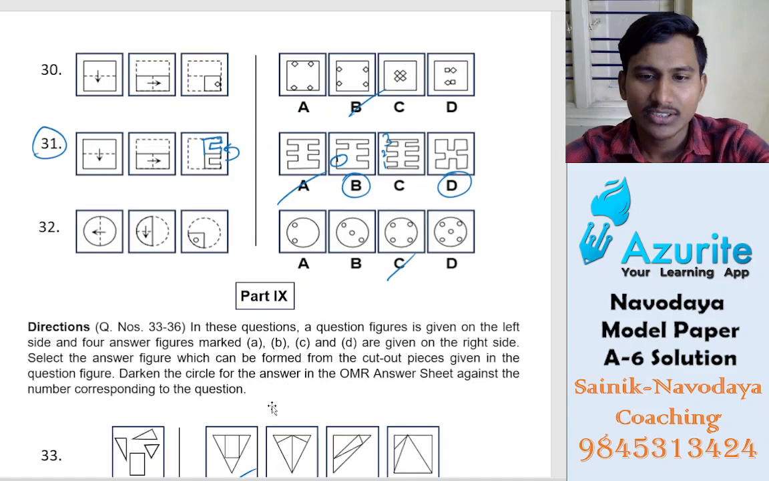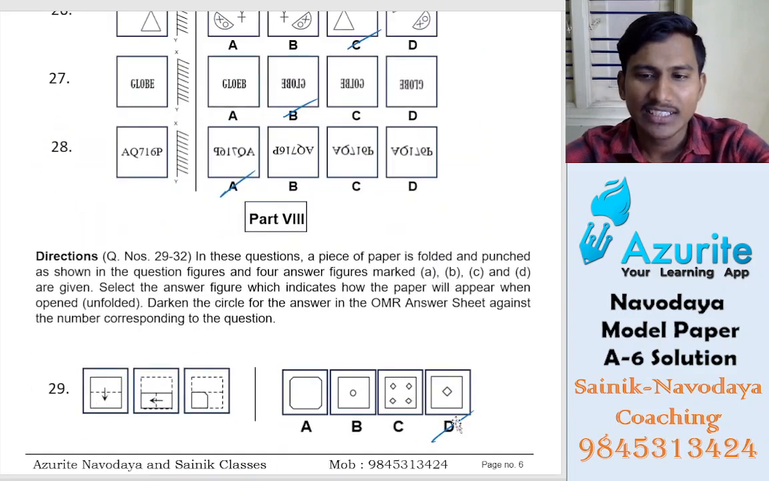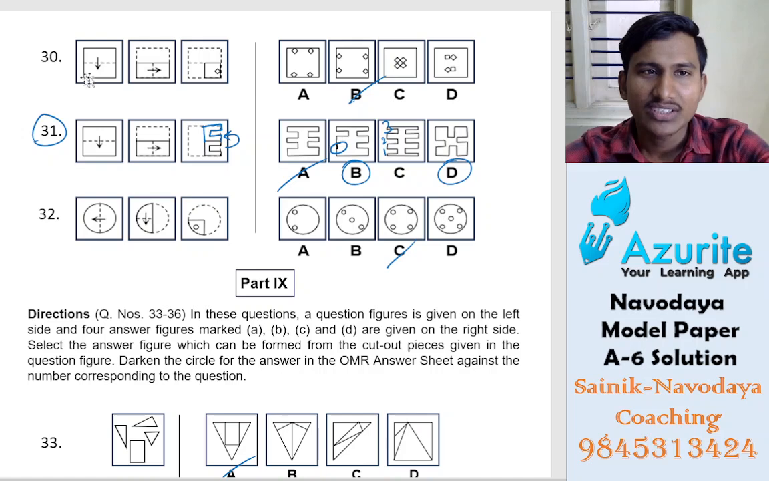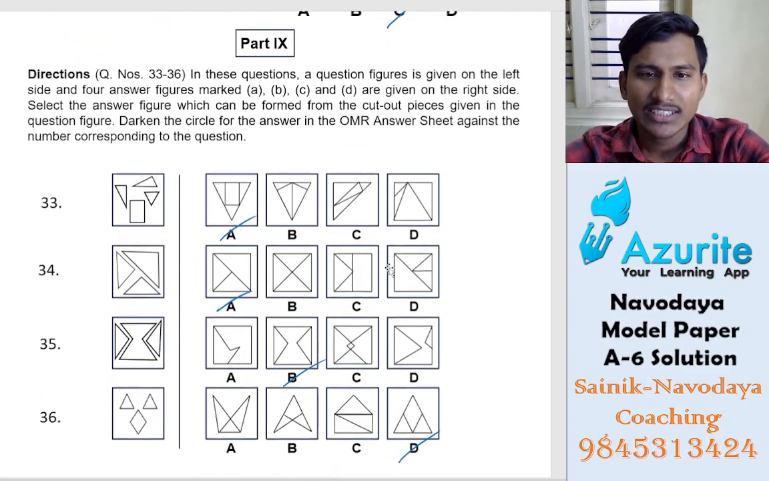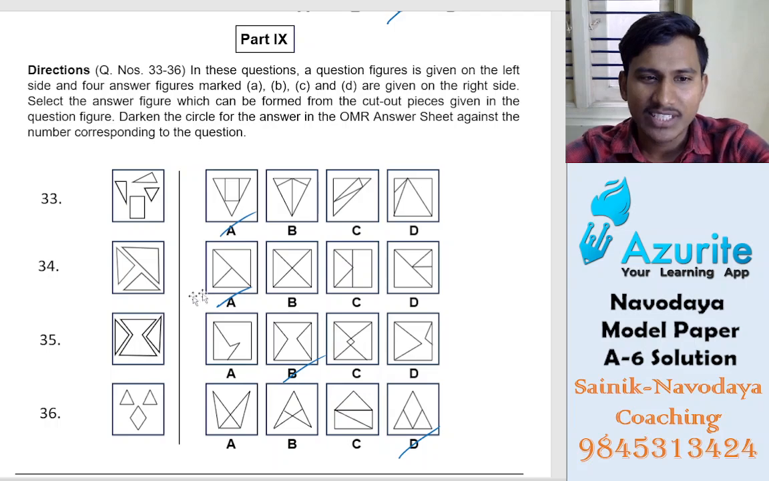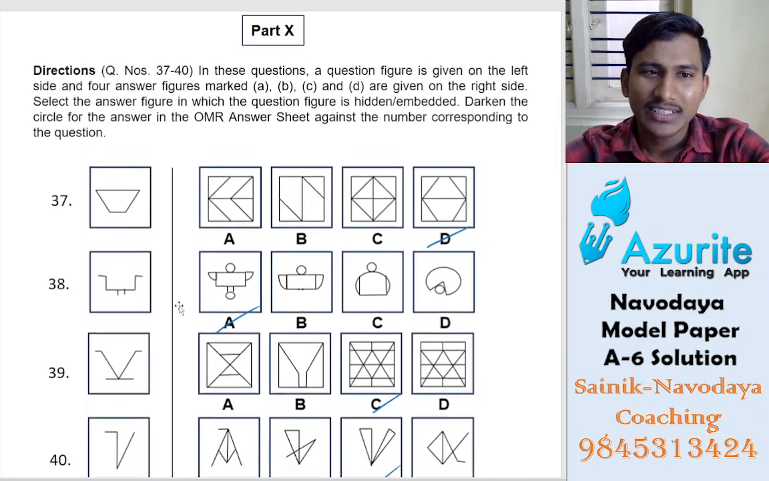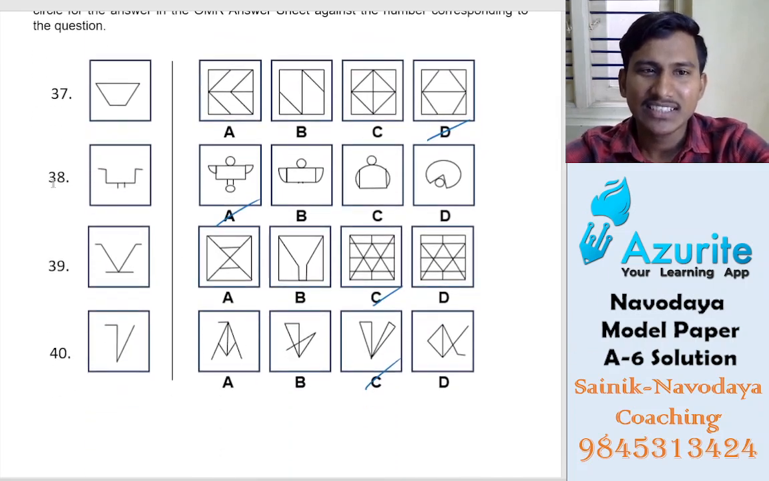After that, 29 here is D, 30 is B, 31 is A, 32 is C, and 33 is A, 34 is A, 35 is B, 36 is D. Next 37 is D, 38 is A, 39 is C, 40 is C. These are the answers for mental ability.